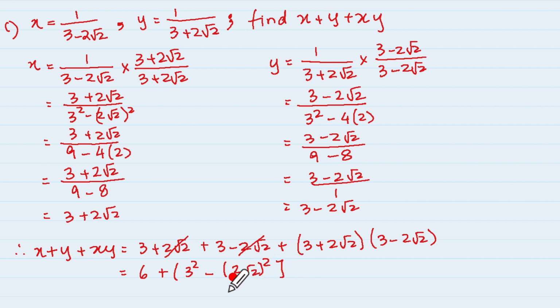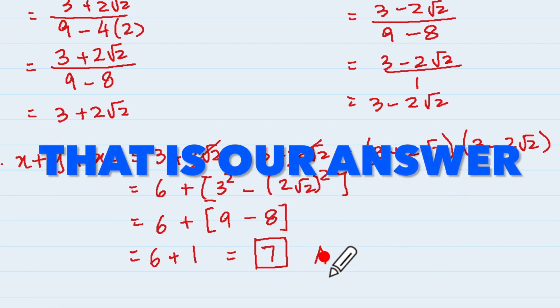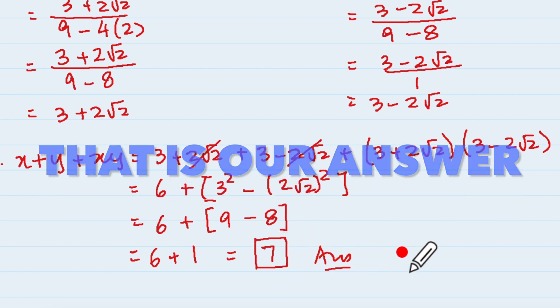Correct? That would give us 6 plus 9 minus. Now we already did this here. Can you see in the denominator 9 minus 8? So that will be 6 plus 1, which is 7. And that is our answer for 5C.